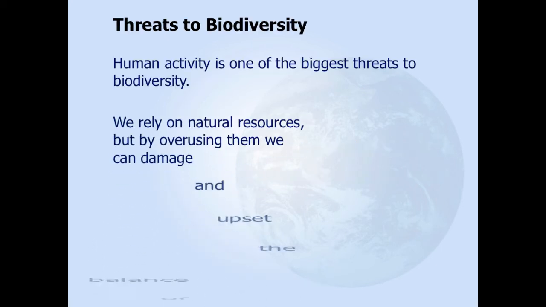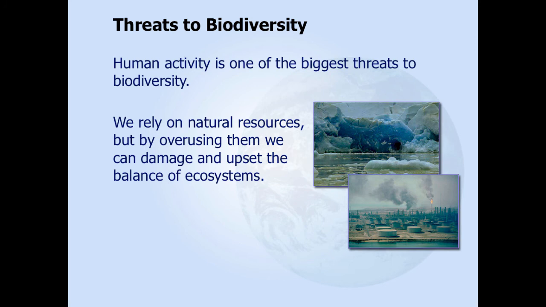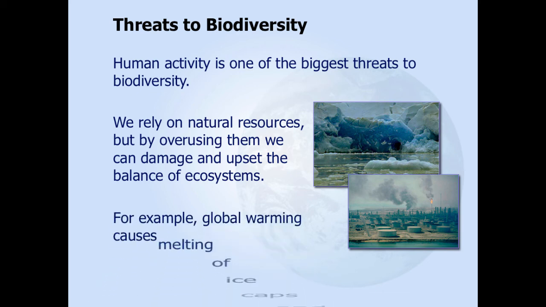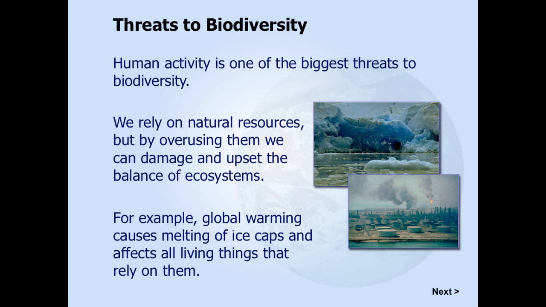So human activity is one of the biggest threats to biodiversity. We rely on natural resources, but we are overusing them and causing damage to upset the balance of the ecosystems. Now, you know how we talked about homeostasis being that internal balance within a living thing? Equilibrium is the internal balance of an ecosystem. For example, global warming. Because we are burning so many fossil fuels and putting a lot of ozone in the atmosphere, it is causing global warming, which is melting ice caps and affecting all living things that rely on them, like polar bears and that whole general area.